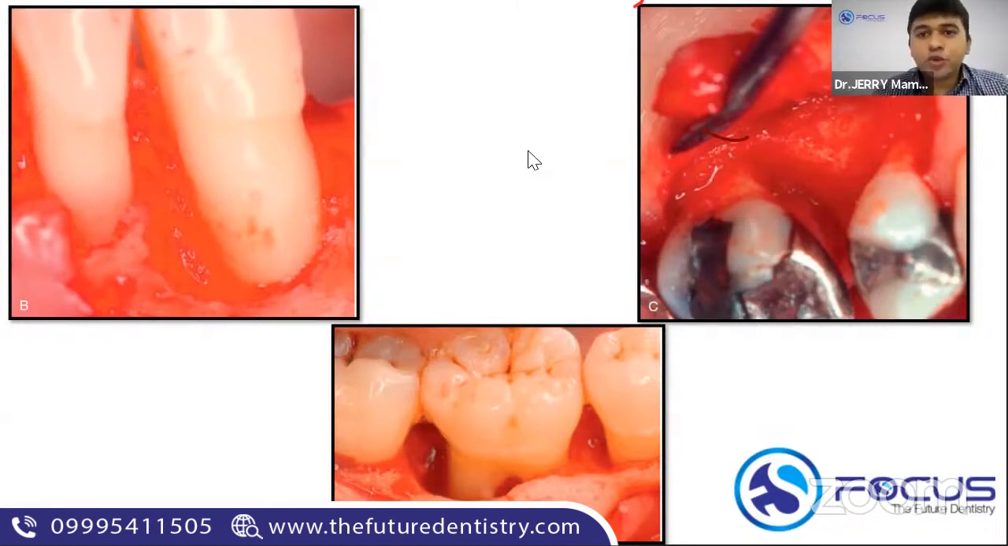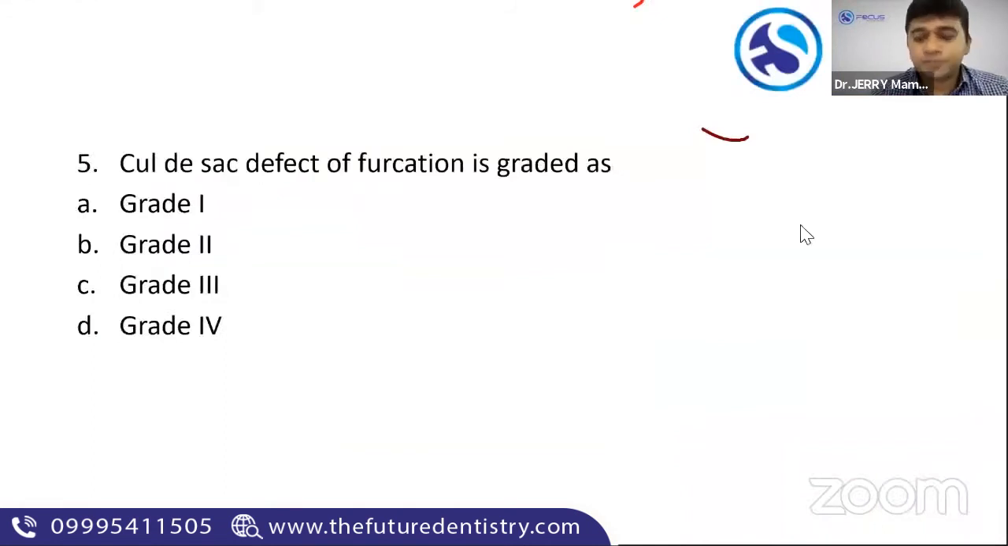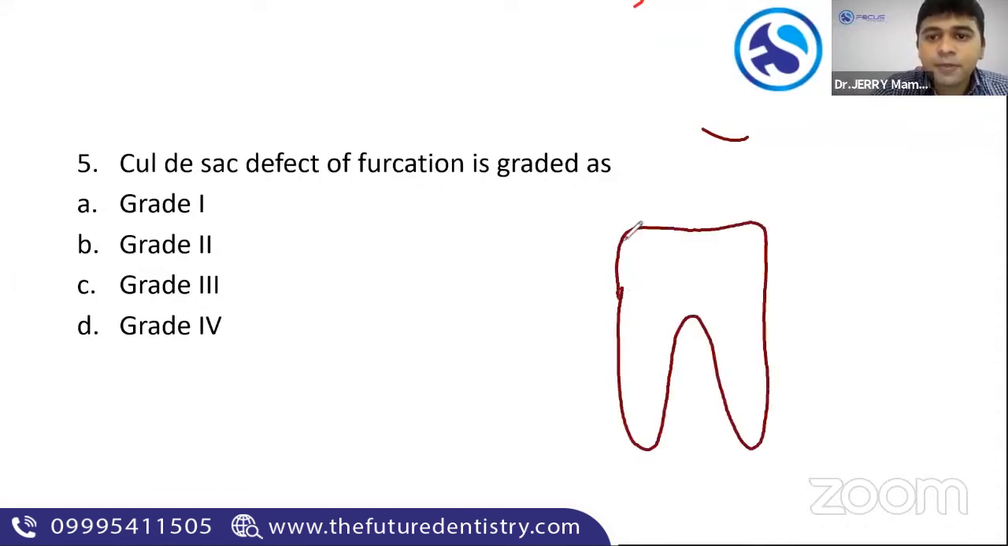Okay, so moving on to our last question. The last thing we'll do is a little bit about furcation. Question number 5: cul-de-sac defect of furcation is graded as? Yes, it is graded as grade 2 defect. Before we go into the classification, I want to give you some anatomical idea of this area.